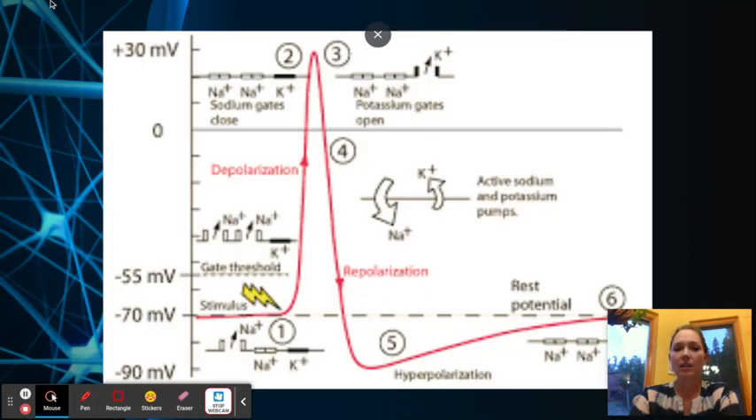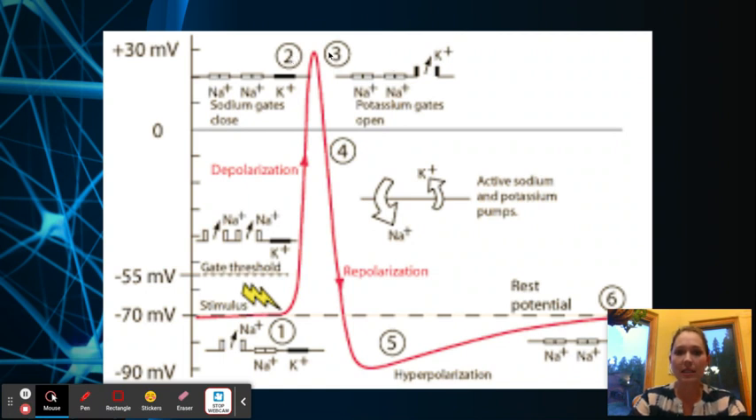So that's what this looks like on the graph. Sodium gates close, and you guys can see we're all the way up here at plus 30 millivolts. What happens then is that signals the potassium gates to open. Because there's more potassium on the inside of the neuron than the outside, it is going to diffuse from the inside to the outside. Because it's a positive charge, it's going to carry that positive charge with it.